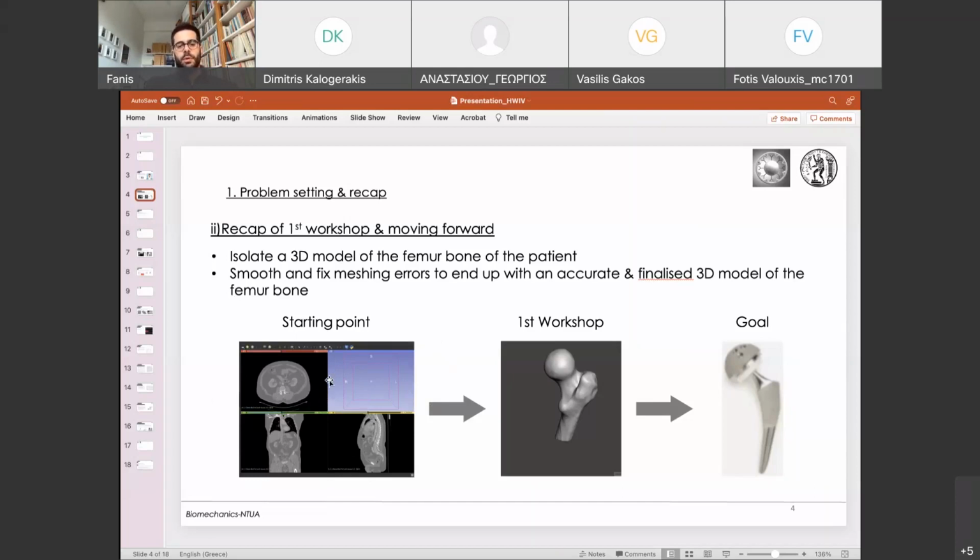Then we used another program to fix some meshing issues or imperfections that may be present in the model and make it smoother as it should be. So that's how we ended up with a pretty accurate 3D model of the patient's femur bone. For this workshop, our goal is to design a very basic femur implant that could be used as a replacement to the top of the femur bone of the patient.